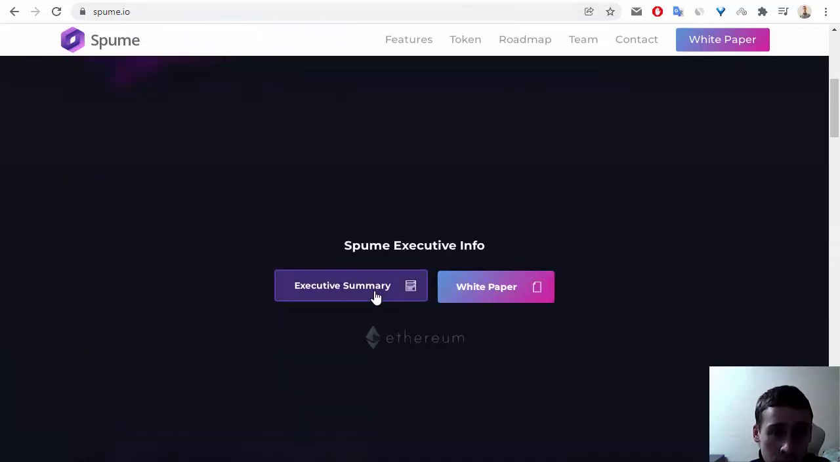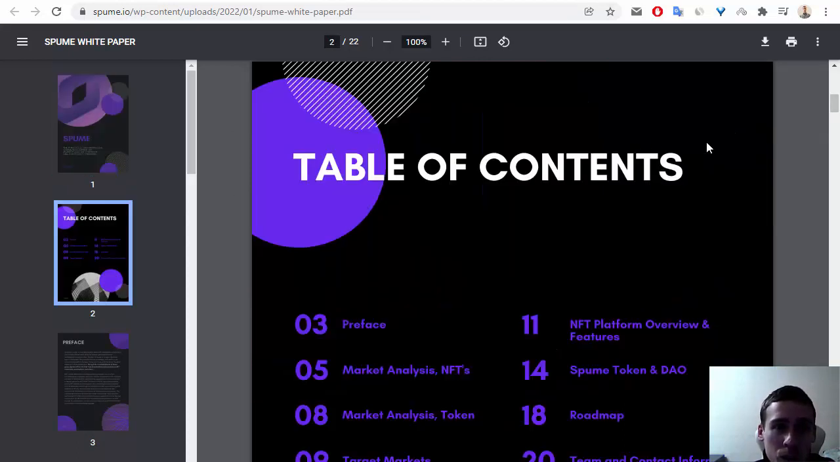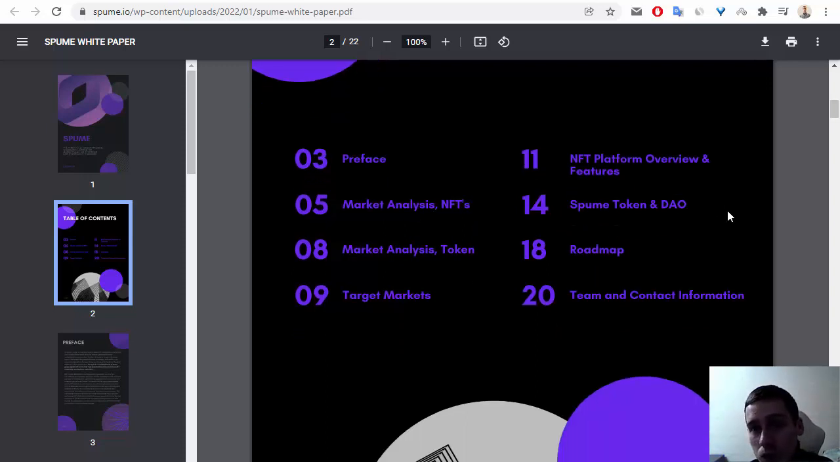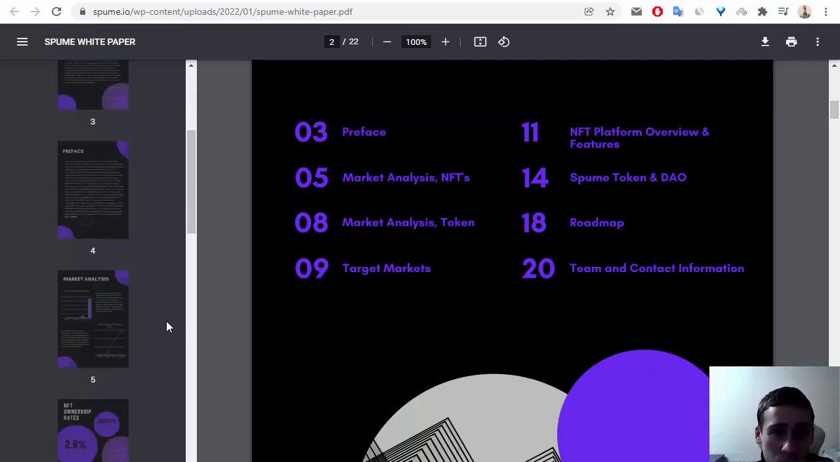Also we can see the executive summary of this project and also the white paper. So let me show you the white paper too. So this document has 22 pages, and some of the contents are information about the preface, about market analysis of NFTs, about the token, about target markets, about NFT platform overview and features, Spume token and DAO, roadmap, and team and contact information.